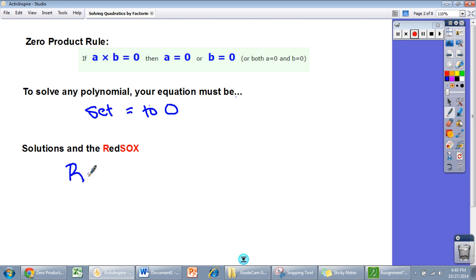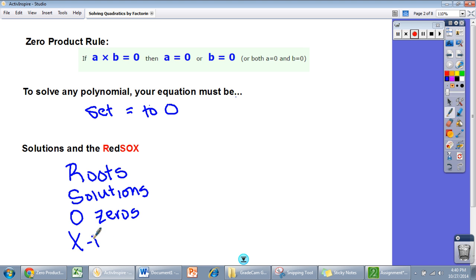First of all, the R in Red Sox stands for the word roots. Sometimes you're going to hear solutions referred to as the roots. Another one is solution, and we've already talked about that. Another word that means the same thing, I think of the O in Red Sox as zero. So it's talking about the zeros of the equation. And finally, X stands for the x-intercepts. So just be careful, any of the directions that say find the roots, find the solutions, find the zeros, or find the x-intercepts, they're all referring to the exact same thing.